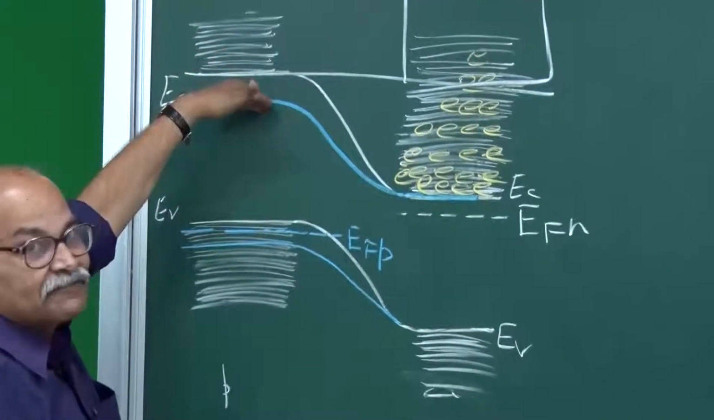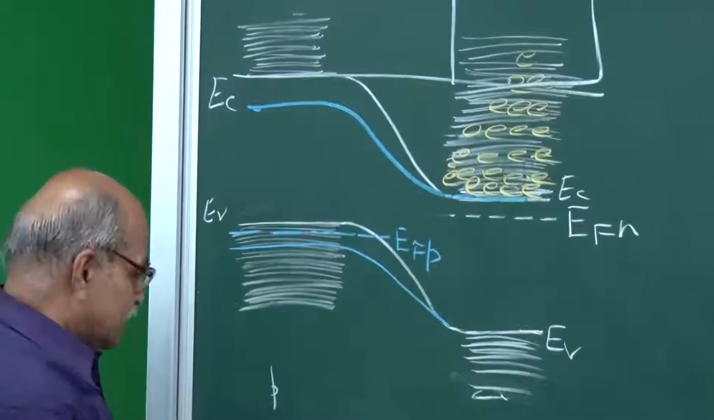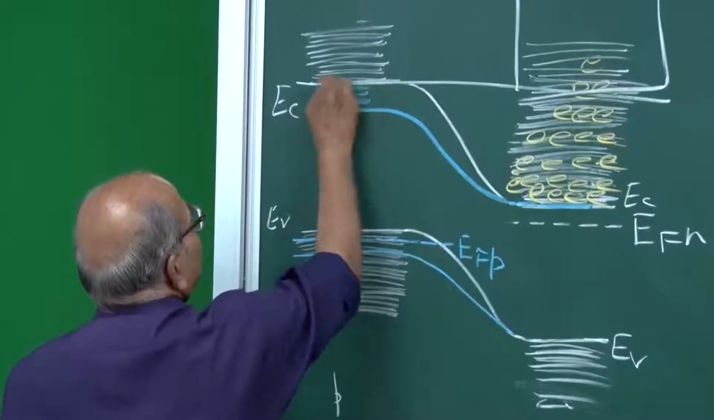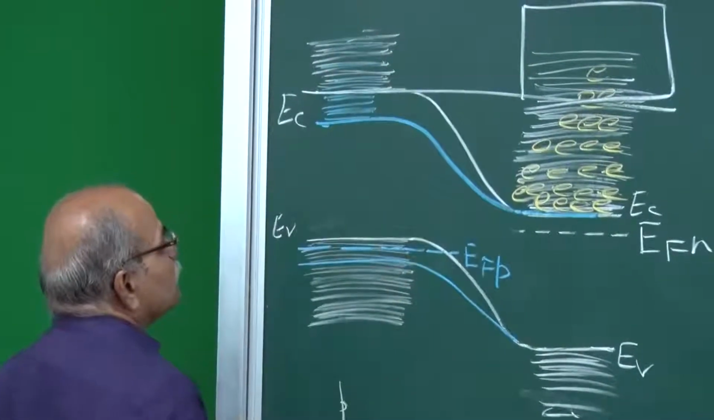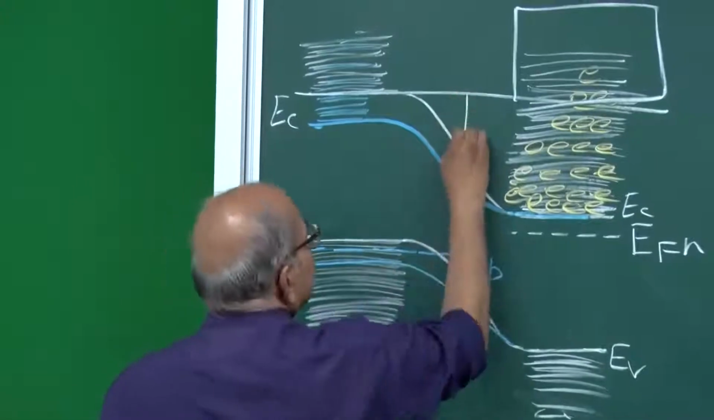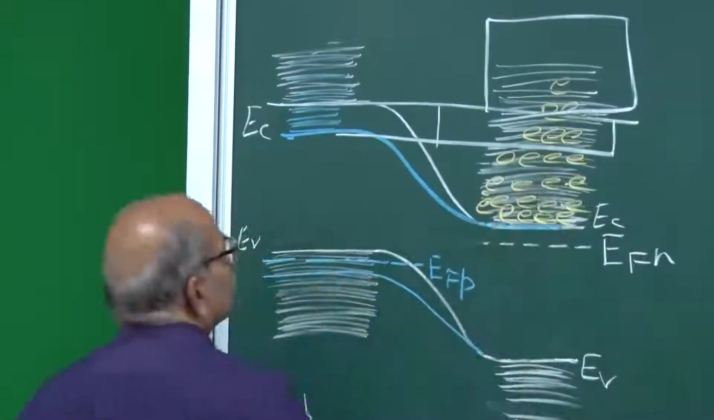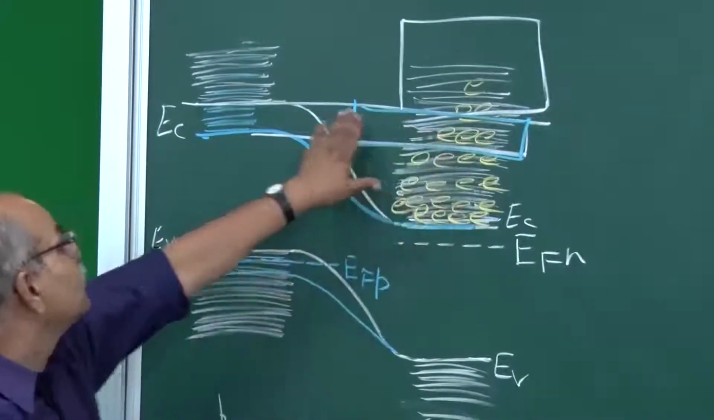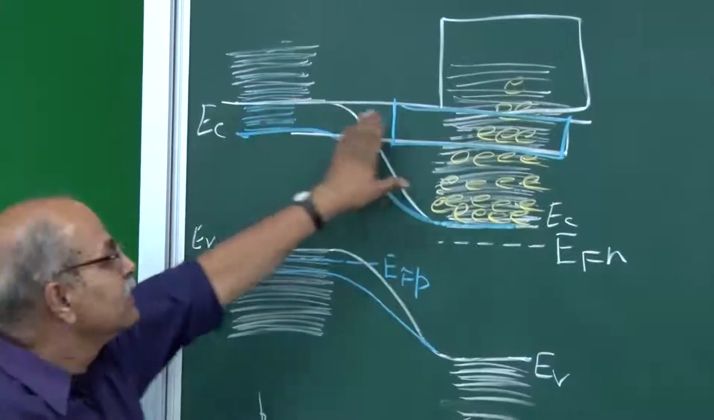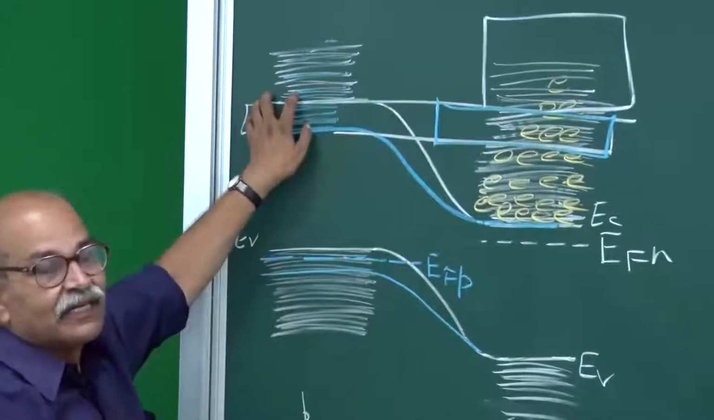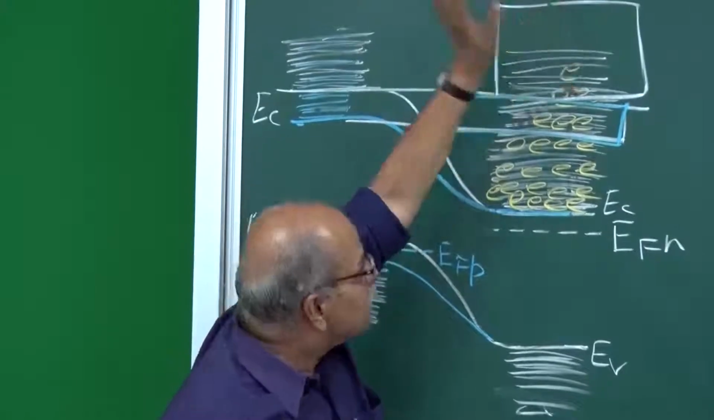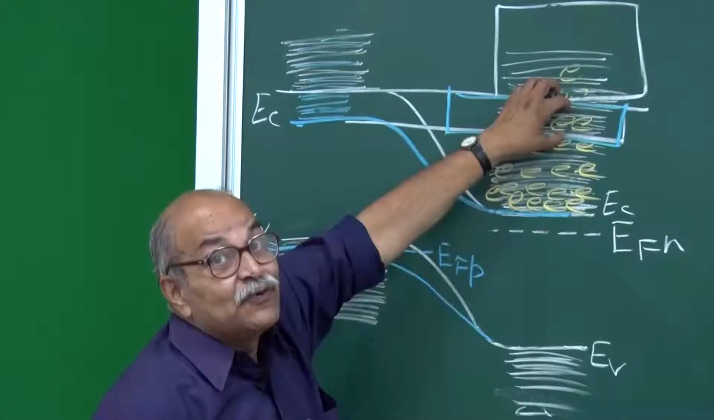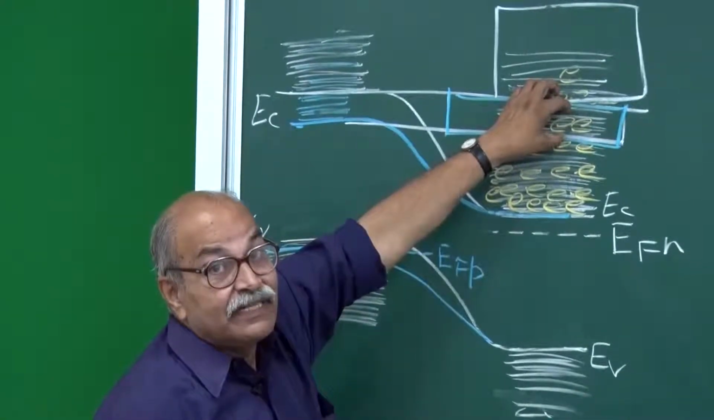But now the EC is shifted here. Now you have quantum states which start right from here. So now these electrons in this energy range can also diffuse to this side. Earlier only these were diffusing. Now these are diffusing, and on top of this, these are also diffusing. So the diffusion will increase. The diffusion current will increase.